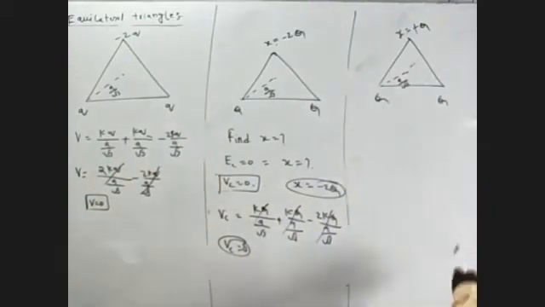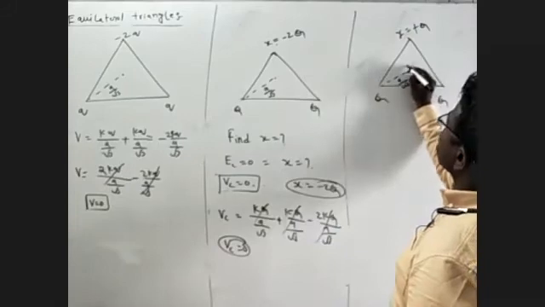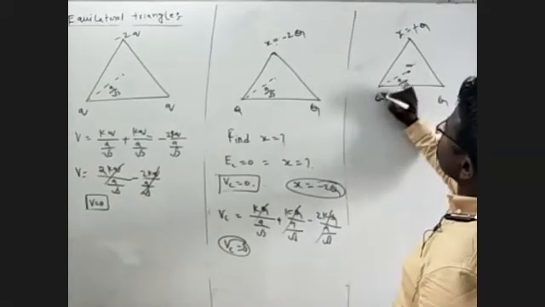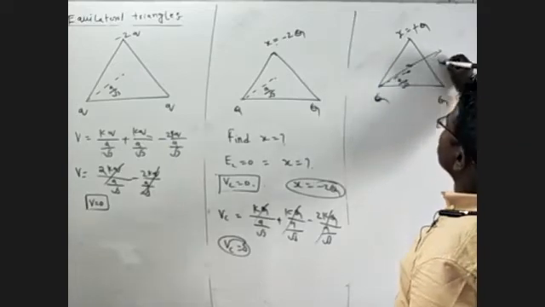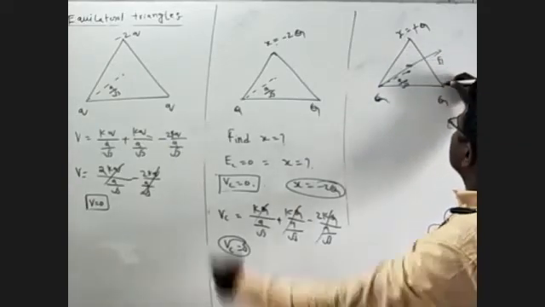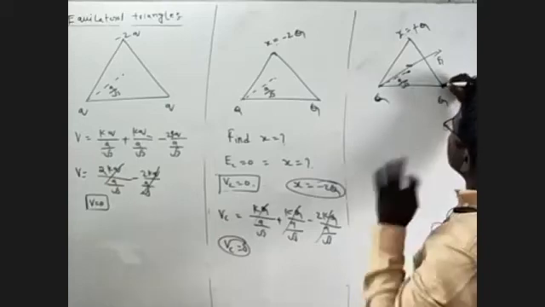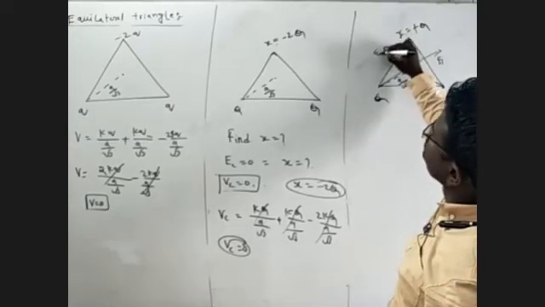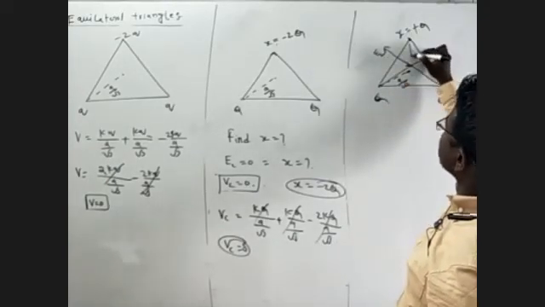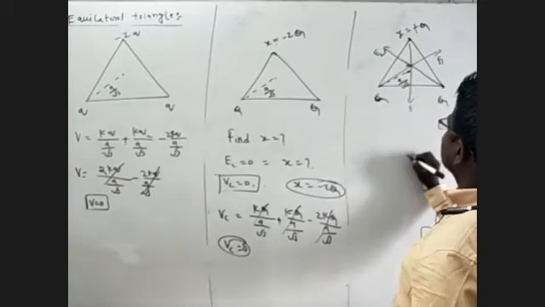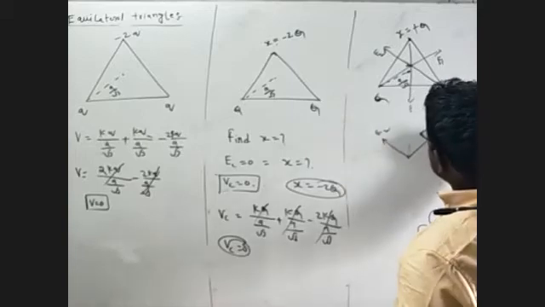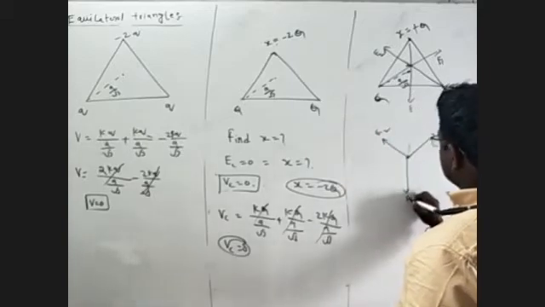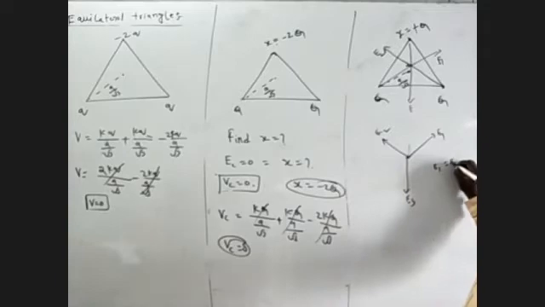Plus Q I'm taking. Suppose I'm keeping a test charge. This capital Q repels the charge in this direction, that is the E1 force. This Q repels in this direction, that is E2. This Q repels in this direction. You are seeing electric fields E1, E2 and E3. But E1 is equal to E2 is equal to E3, both are the same.